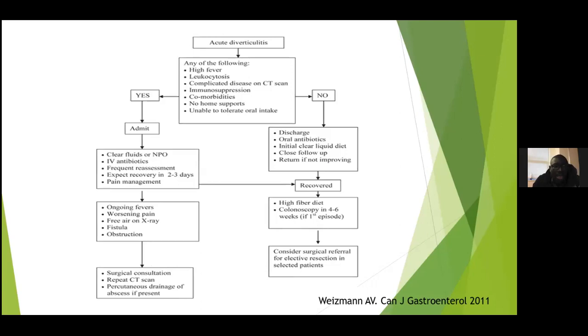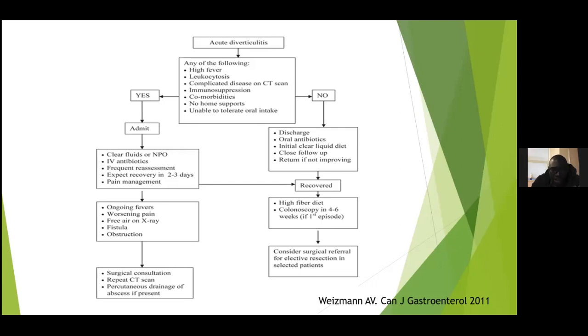They said yes, if they have any of the following: either fever, leukocytosis, or complicated disease on CT scan, or they are immunocompromised, have comorbidities, have no home support, or are unable to tolerate oral intake, then yes, we have to admit them. But otherwise, they can be managed at home, so they can be discharged on oral antibiotics, and then you just keep an eye on them. When they recover, you advise them on a high fiber diet, and then you plan for colonoscopy in 4 to 6 weeks' time.